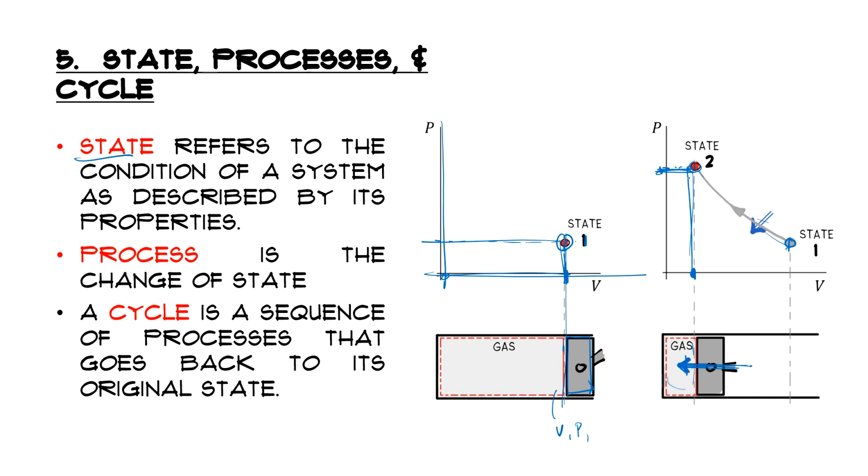So again, when I say state, it refers to the condition of a system as described by its properties. Because of the energy transfer, the condition actually changed from state 1 to state 2, and this change of state is what we call a process. And then we use the term cycle if it is a sequence of processes that goes back to its original state. So let's say we have this graph again. Initially it started here, and then it moved to some state, then it goes back again to its original. So this is a cycle.